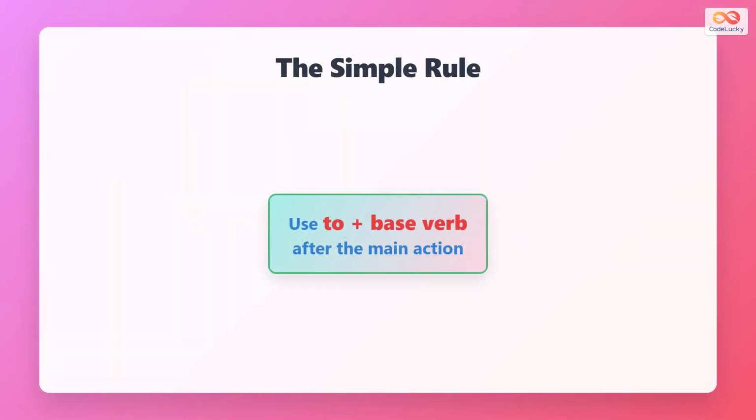The simple rule for using infinitives of purpose is to add "to" plus the base verb after the main action. This shows why the action happens. For example, I work to earn money. It is important to keep the subject the same for both parts.